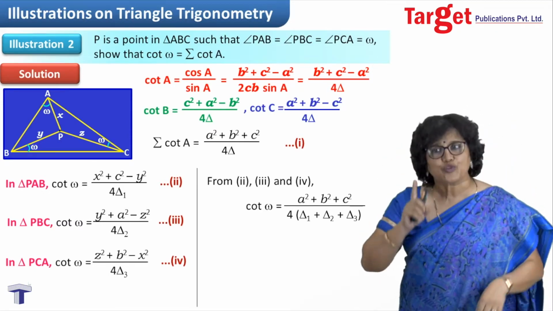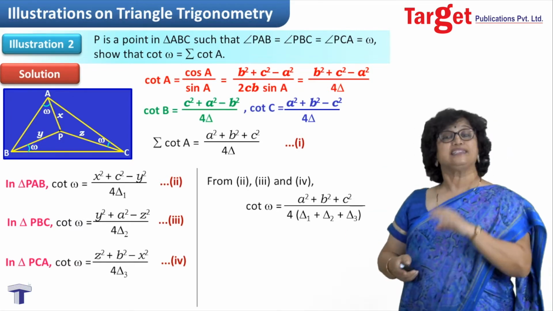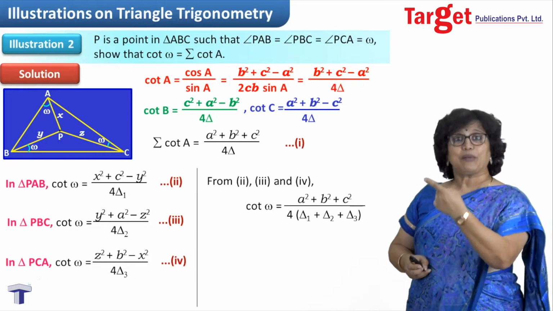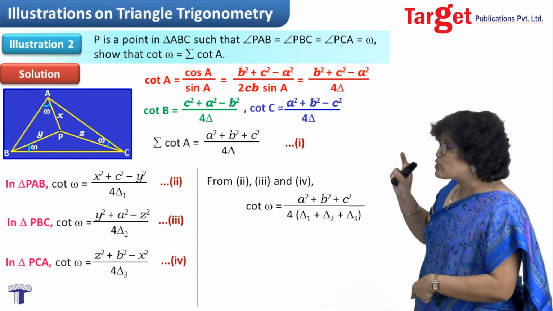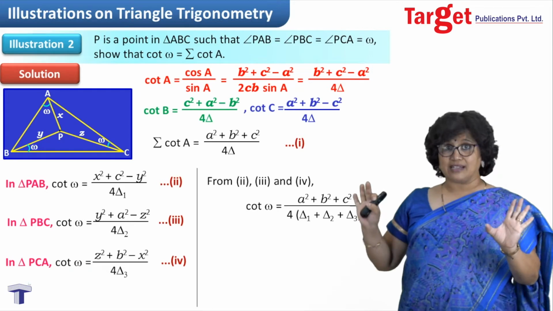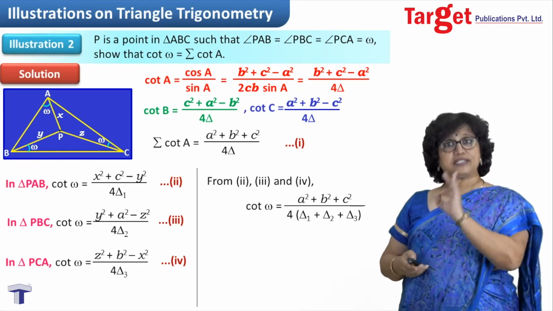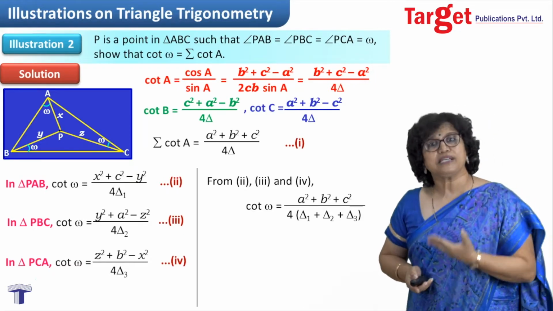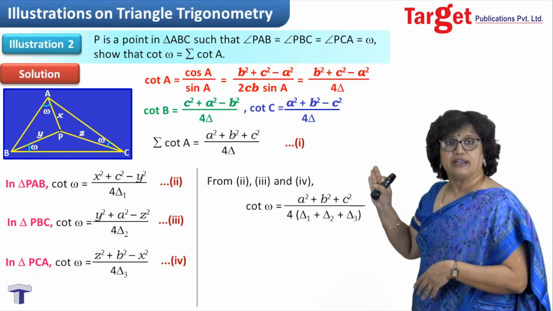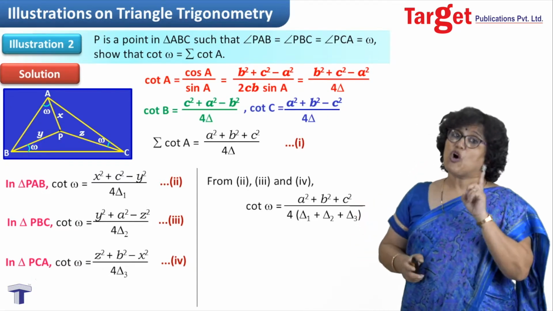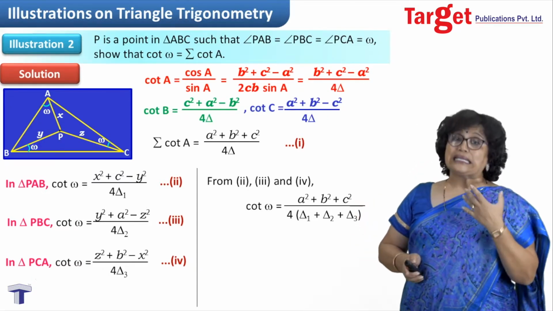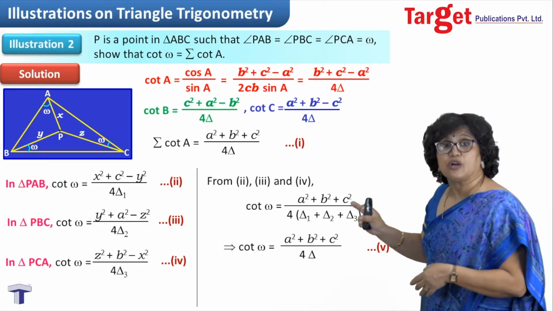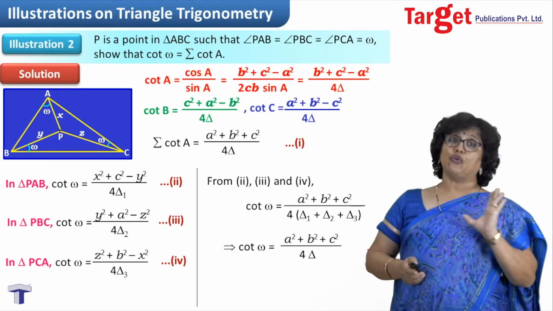When I add x square plus c square, y square plus a square and z square plus b square, I will have x square plus y square plus z square plus a square plus b square plus c square. And then minus x square minus y square minus z square, they will get cancelled. You will be left with a square plus b square plus c square in the numerator. And in the denominator you will have 4 times delta 1 plus delta 2 plus delta 3. Look at the figure. Figure says that sum of those 3 areas is nothing but area of the triangle ABC. And hence cot omega turns out to be a square plus b square plus c square upon 4 delta.